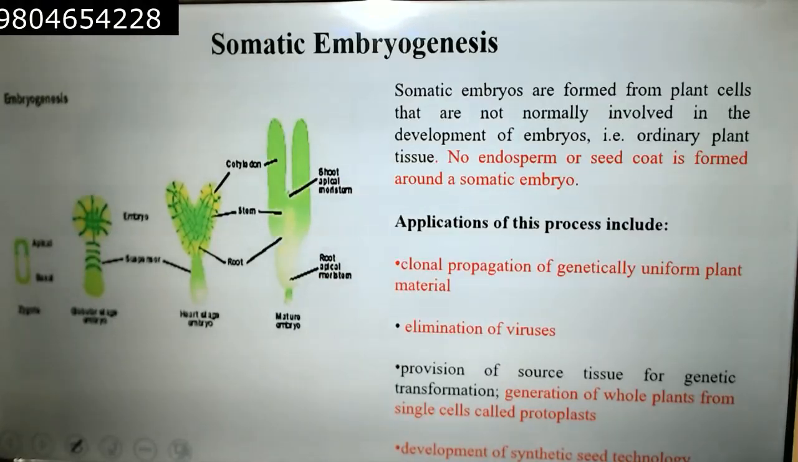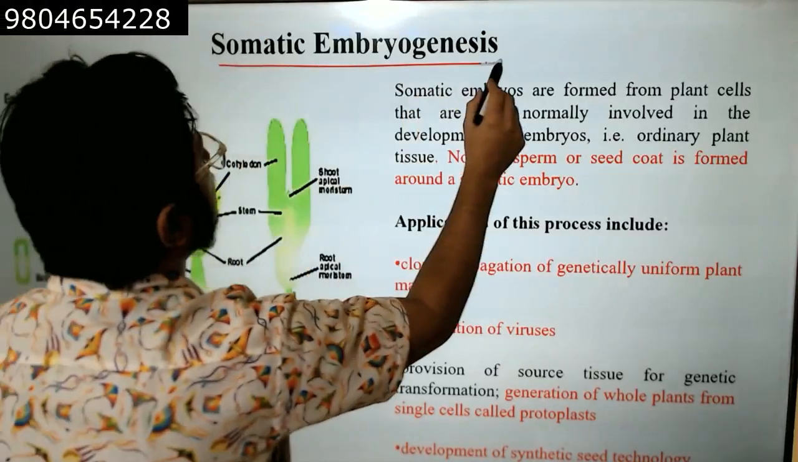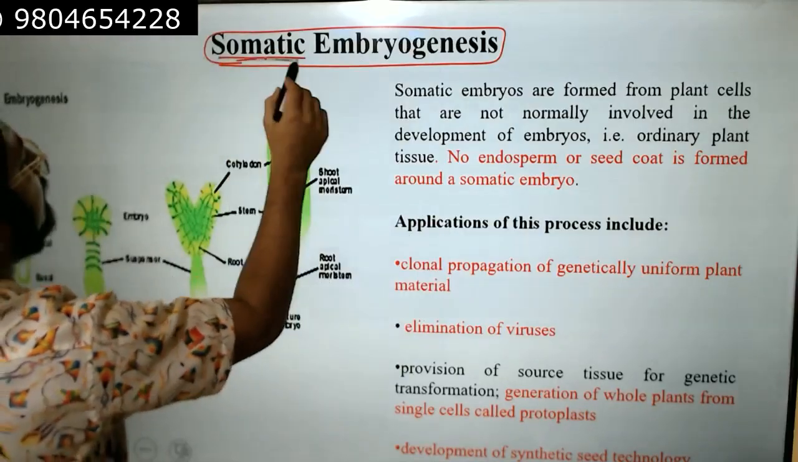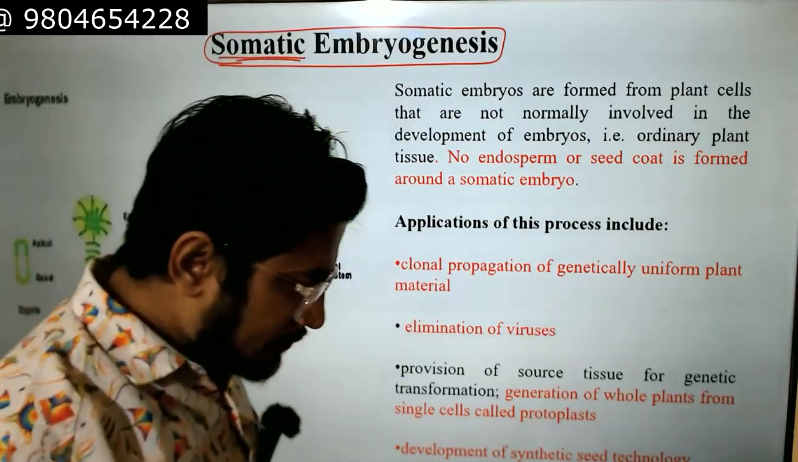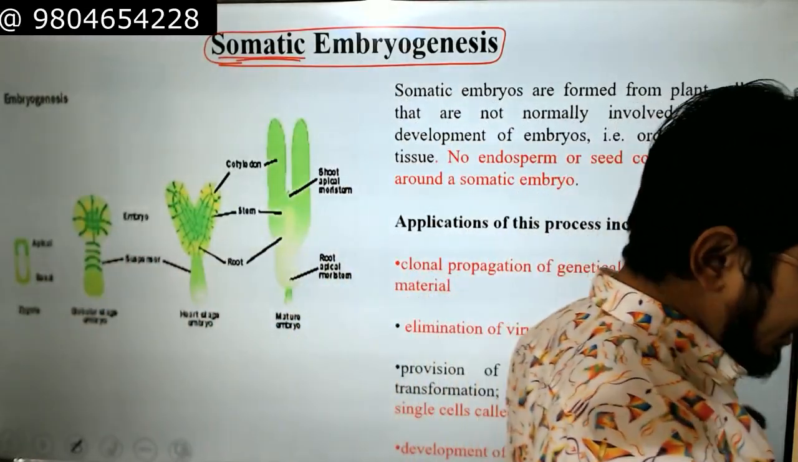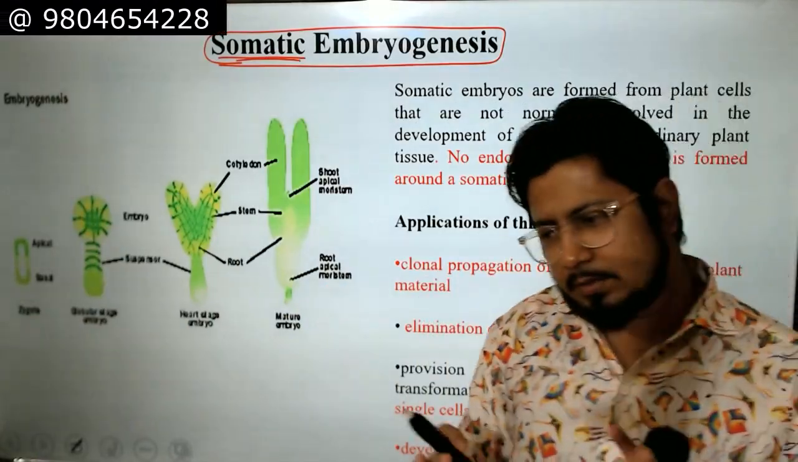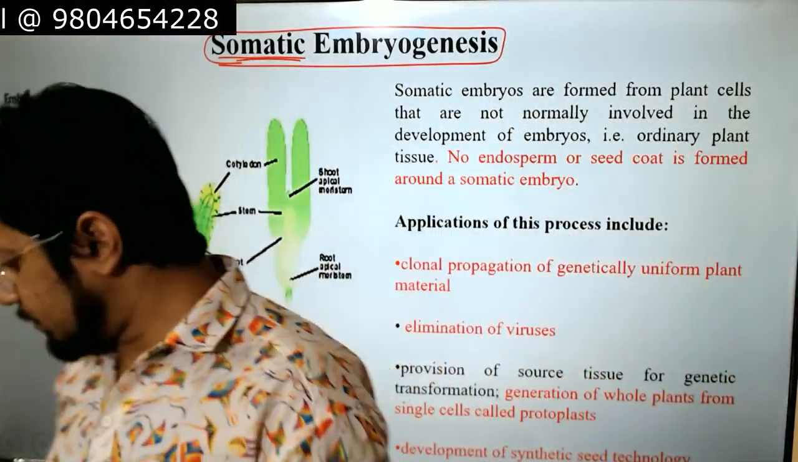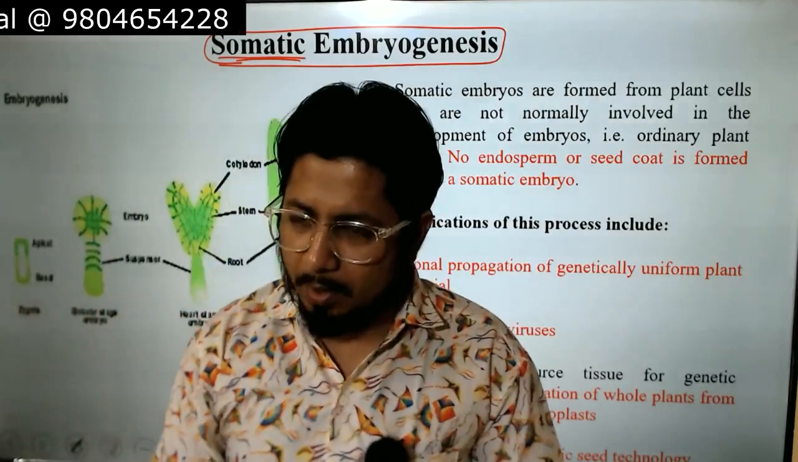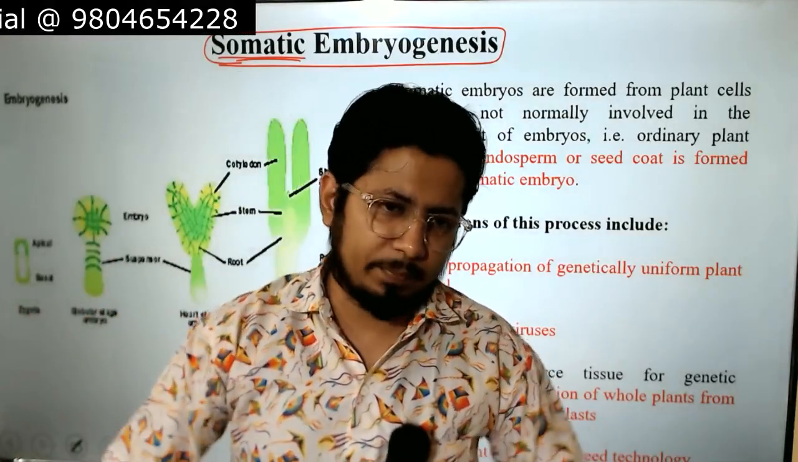One particular type only. That is somatic embryogenesis. Somatic means the body cell, right? So you take the cell from the plant body, and we know that cell is totipotent in nature. We put it into the medium and provide optimum environmental parameters, and it will grow to a plant.